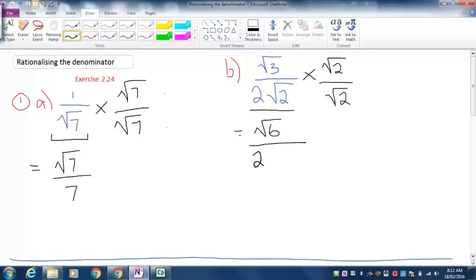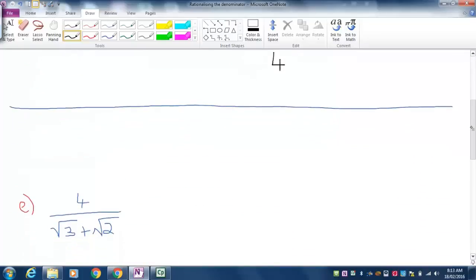2 is our rational part, and that needs to be multiplied with root 2 squared. Root 2 times root 2 gives me 2. So tidying up on this last line here, we get root 6 over 4. That can't be simplified any further, so that's our final answer for 1 part B. We'll have a look at some slightly harder types.